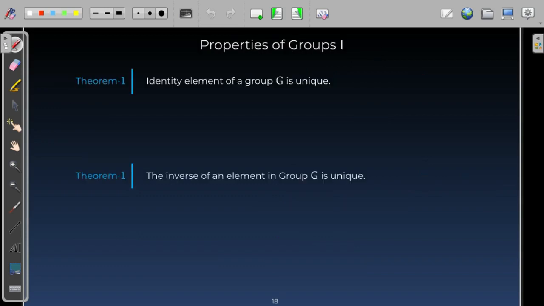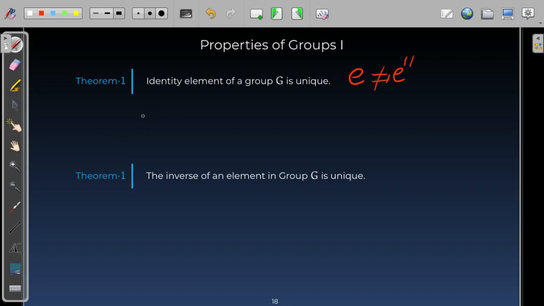Now we are going to discuss two properties of the group. These are very important properties, and the very first property is that the identity element of a group G is unique. So let's assume that it's not unique. What I mean by that is, let's assume that we have two identity elements, one is E and another is E dash, and both of these are not equal. So E is not equal to E dash. This is what we are assuming.